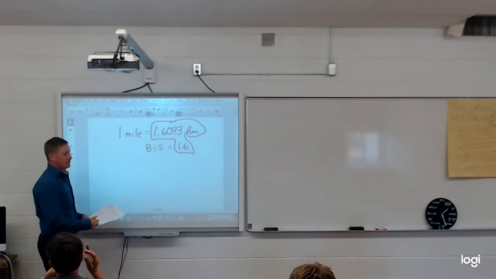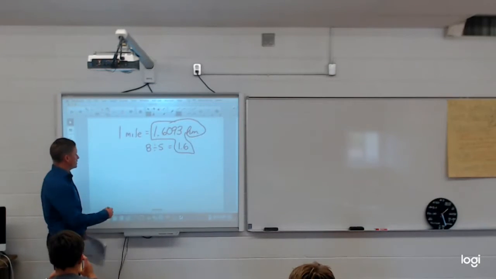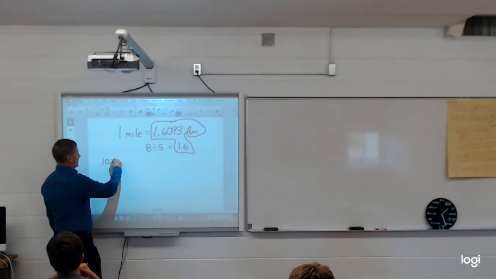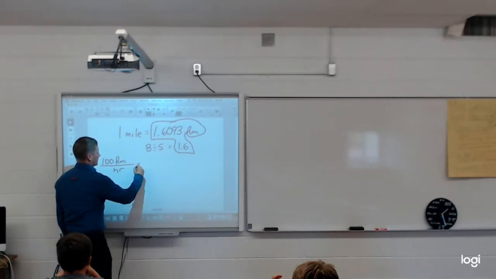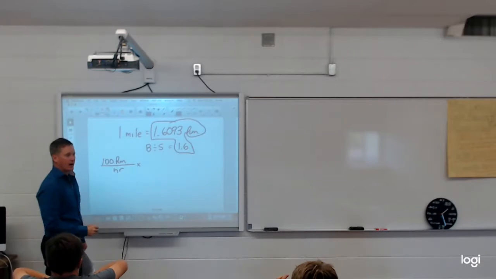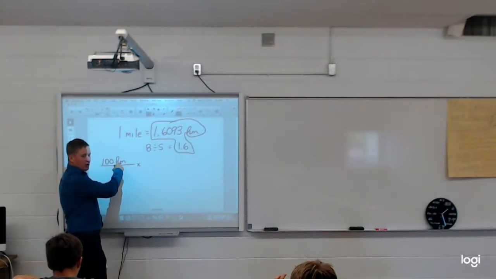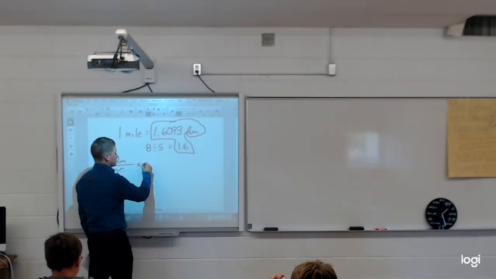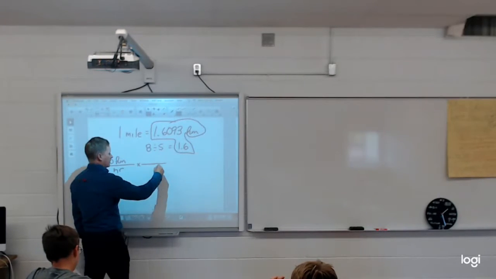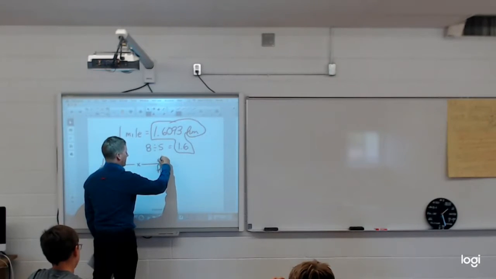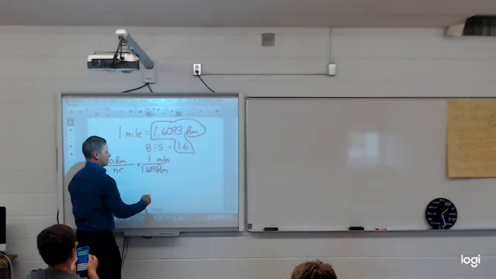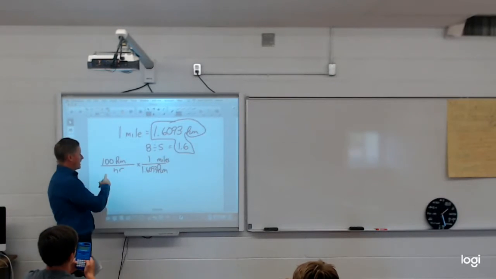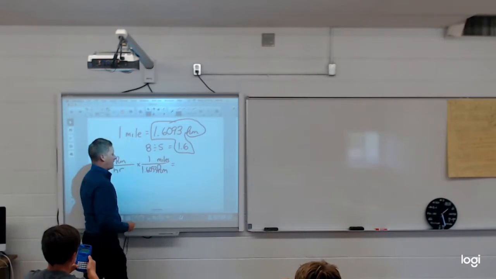Okay, let's change it. Watch what happens here. 100 kilometers per hour, right? So I want to change to miles per hour. So I have to change my kilometers now to miles. Kilometers goes on the bottom, miles goes on the top. What's my ratio? 1 to 1.6093, right? So take 100 divided by 1.6093, and what do we get?